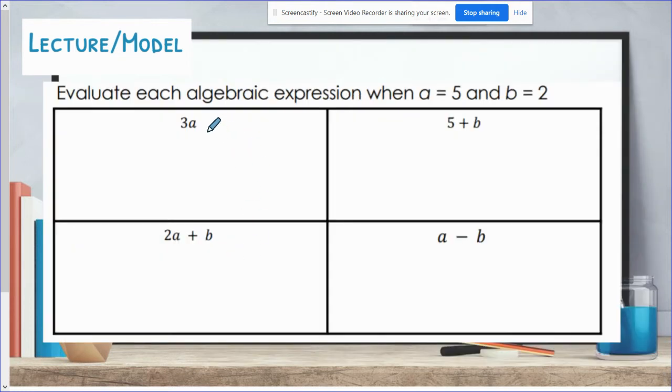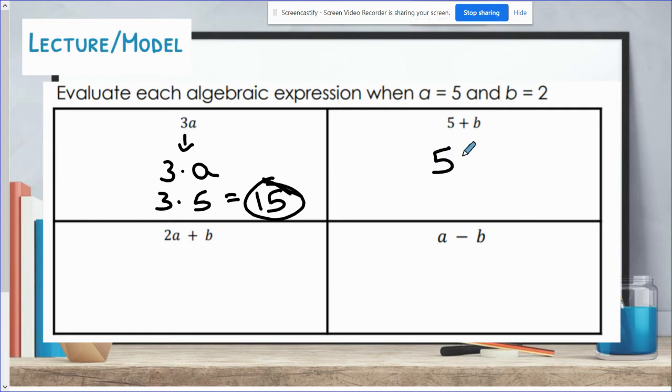Evaluate each algebraic expression when a equals 5 and b equals 2. So first thing we're going to do is plug in the different variables. Remember, if it's a coefficient and variable together, it means to multiply. So this 3a is really 3 times a. And it is telling us that a equals 5, so 3 times 5, the value of that expression would be 15. All right, now let's try 5 plus b. It's telling us up here that b equals 2. So 5 plus 2 would equal 7.